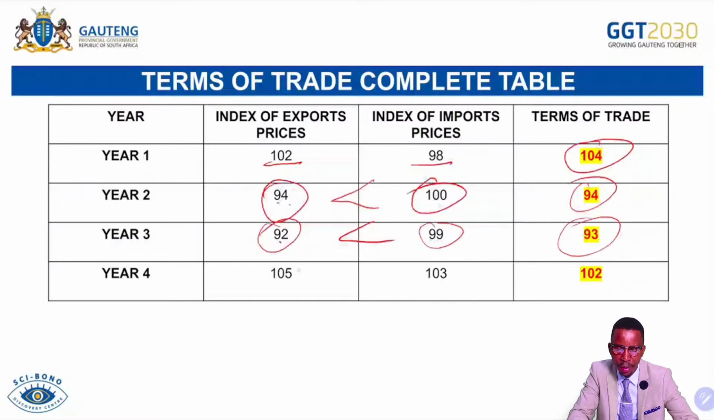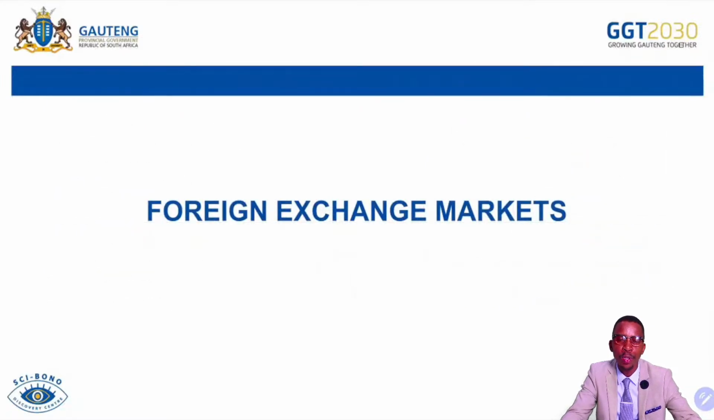And then going down, our export prices are higher than import prices. So that's why terms of trade are now increasing from 93 to 102. So keep that in your mind. The factors that will affect the terms of trade are export prices, import prices, appreciation, depreciation, inflation, and the competitiveness of local businesses in the global market. Then we move to the foreign exchange market.